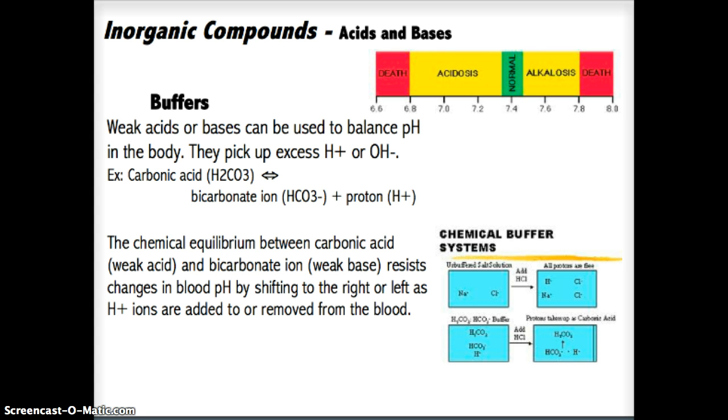In our body, we use buffers, which are weak acids or bases that can be used to balance the pH, because they pick up excessive hydrogen ions or hydroxyl ions. An example is carbonic acid going into bicarbonate ions and a proton. Don't worry about the chemical formula, just know the concept. All right, I think that's good enough for the chemistry. Good job.